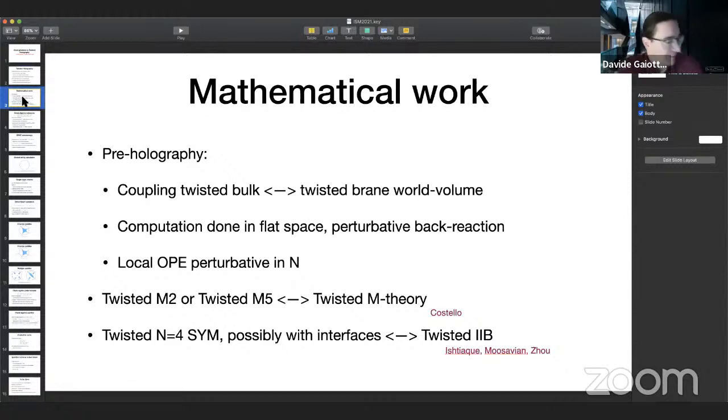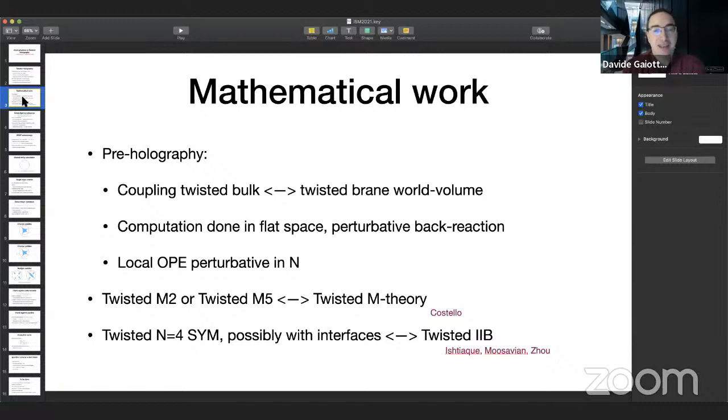There has been some nice mathematical work done on this topic. This work is sometimes called holography, or perhaps in physical language would be more properly called pre-holography, in the sense that it focuses on understanding in detail the effect of the twist on the coupling between the bulk string theory, M theory, and the worldvolume theory of D-branes.